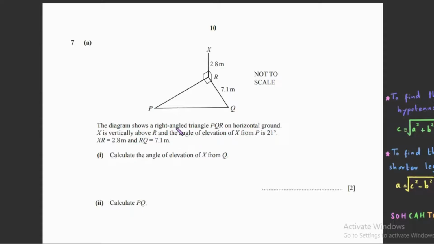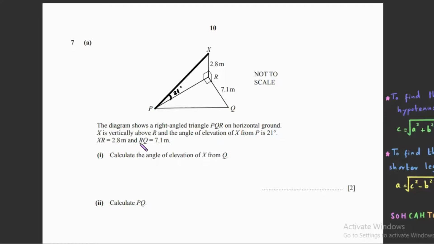The diagram shows a right angle triangle PQR on horizontal ground. X is vertically above R and the angle of elevation of X from P is 21. So this is going to be that angle of elevation, which is 21 degrees.